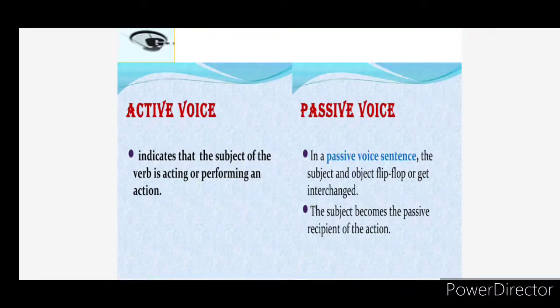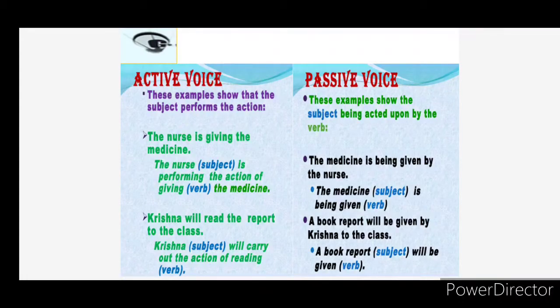Active voice indicates that the subject of the verb is acting or performing an action, whereas in a passive voice sentence, the subject and object flip-flop or get interchanged. The subject becomes the passive recipient of the action. Now let's understand active voice and passive voice with the help of some examples. These examples show that the subject performs the action.